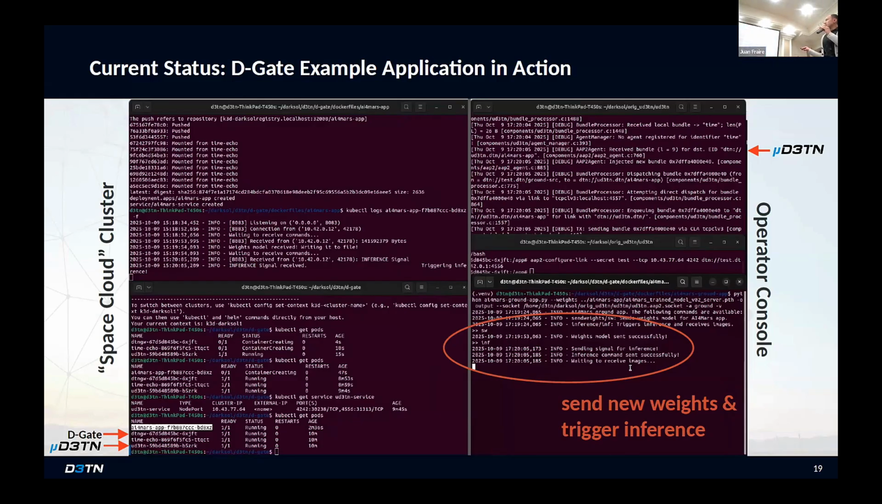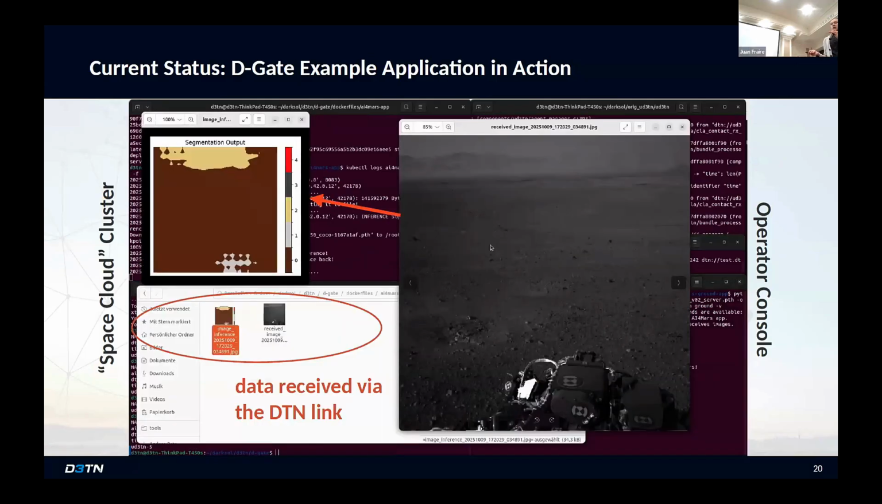This is where the operator now has requested to send the weights to the Space Cloud cluster and by that trigger the inference. And the cluster has received the signal and then basically runs the process and sends back the analyzed picture, which is here a nice picture from Mars with something interesting that has been inferred. So it is sent back to Earth over the D3TN link and appears in this directory, and we can see it in the operator console. So yeah, that's the current status of the demo app for the V-Gate. So we were able to show that it's working based on that.